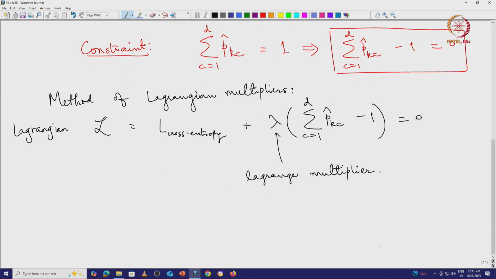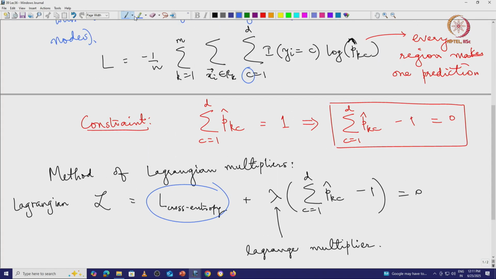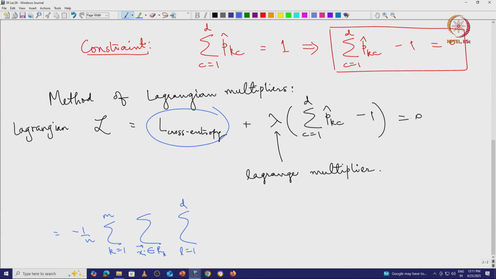Okay. So, let us substitute the loss function here and see what happens. The loss function is minus 1 over n, sum k going from 1 to m over all the regions, sum over the points that belong to the kth region, then you sum over the classes. I am changing the dummy variable here: I was using the dummy variable c, and I am now switching to the dummy variable L just to make the differentiation with respect to p hat k c easier, and this is something we had done earlier as well.